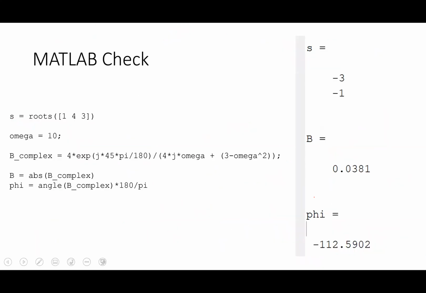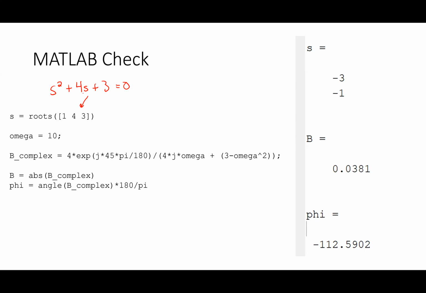So here's what I did when I put this into Matlab. One of the things I always do to solve for the values of s, to solve for the roots, is to use the roots function. Now remember, we had s squared plus 4s plus 3 equal to 0. So here's how I created the coefficients in a vector.